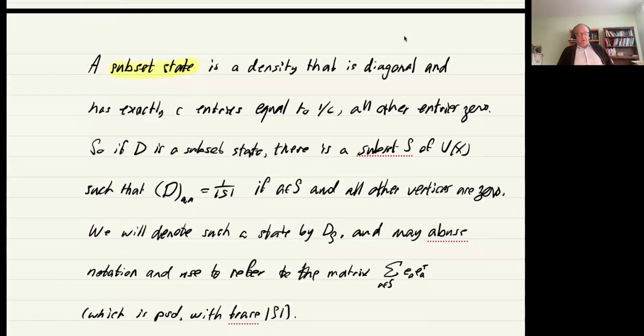So the point is, if D is a subset state, then it's given by a subset of the vertices, and the entries on the diagonal corresponding to the vertices in the subset will be 1 over the size of the subset. I'll be denoting this by D over S. Sometimes this will have trace 1, and sometimes I won't care. So in particular, if I'm ignoring the trace, then any subset state is a sum of vertex states, and then scaled.